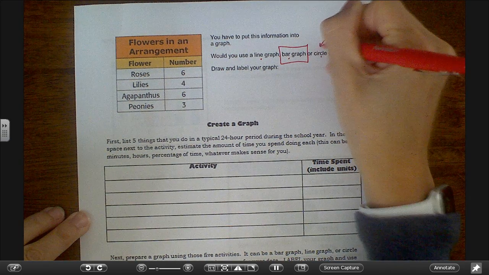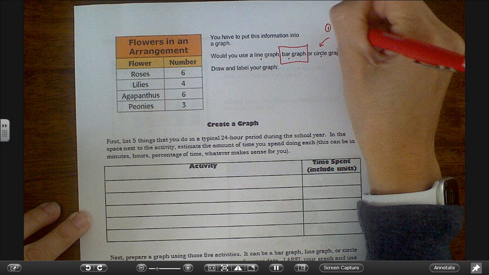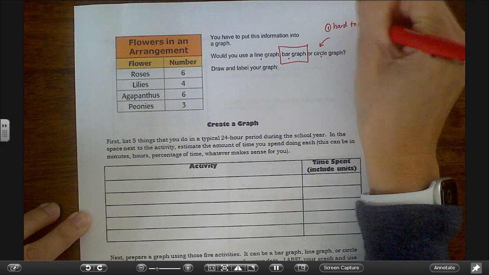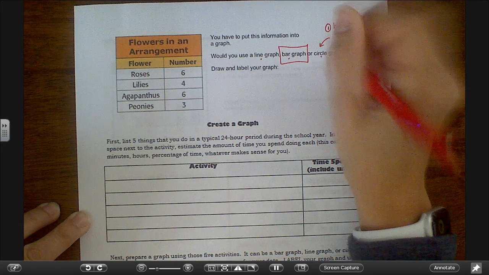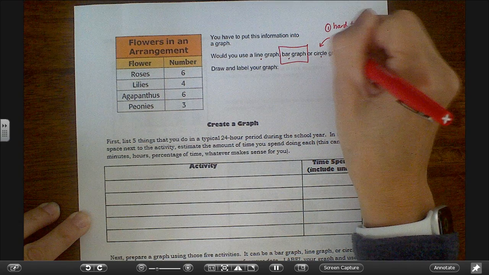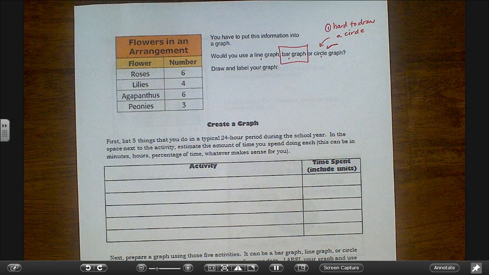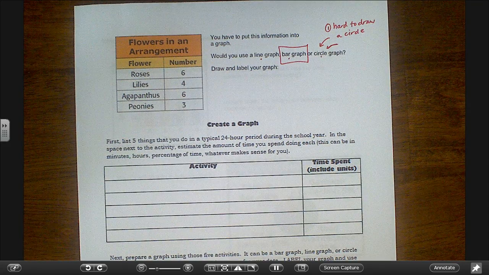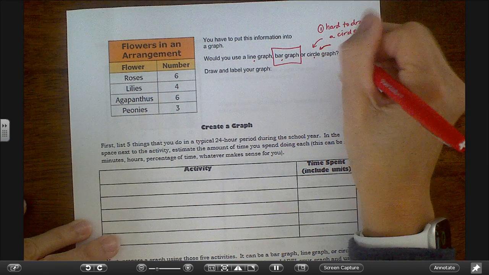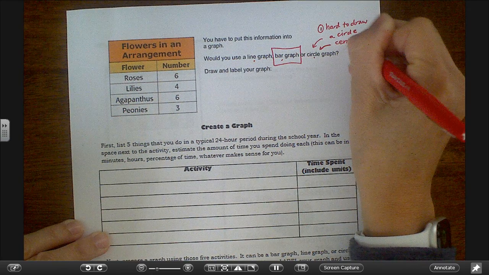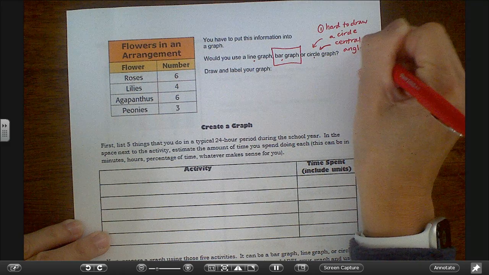Circle graphs are cool, but 2 problems. Number 1, it's hard to draw a circle. That's a true fact. I can do it really well on the board when I have the entire board to have my arc, but a small circle is very difficult to draw. Also, you have to deal with central angles in a circle.